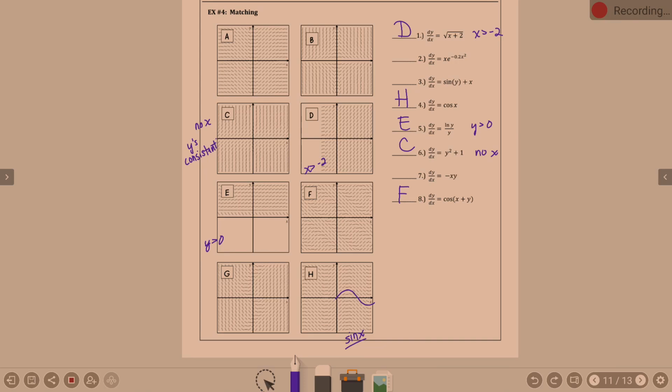What have we not used? What are we down to? A, B, and G. Okay. Is A 2? Yeah, that's one. Because the y's are all the same.